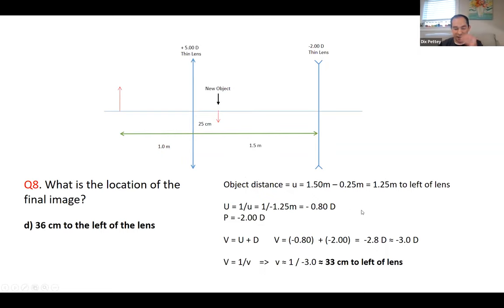And exactly, sometimes you can get caught up on exact numbers, so things like fractions or rounding can be very helpful. You're exactly right. It ends up being about 1/3, so close to 33 centimeters to the left. While there's not an exact 33 centimeters to the left option, there's a 36, which is pretty darn close. And so that's what you go to.